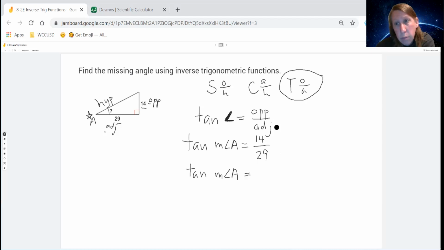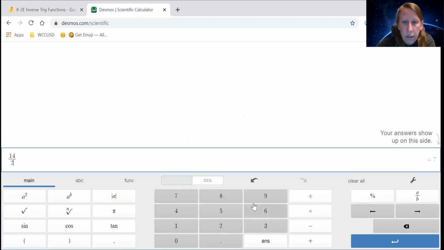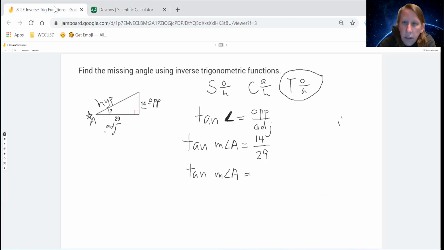There are a few ways I can proceed from here. I can divide 14 by 29 on a calculator, and I would get this decimal, 0.4827. So 14 divided by 29 is 0.4827. Okay, and then I can go to the trig table, which I had, and try to find this number in the tangent row.